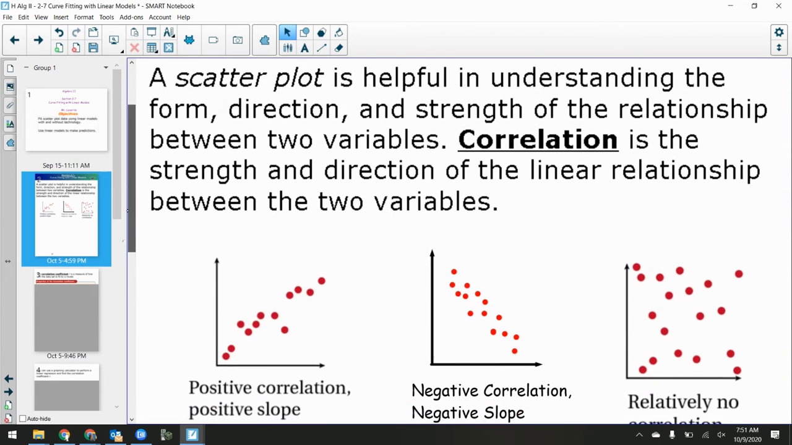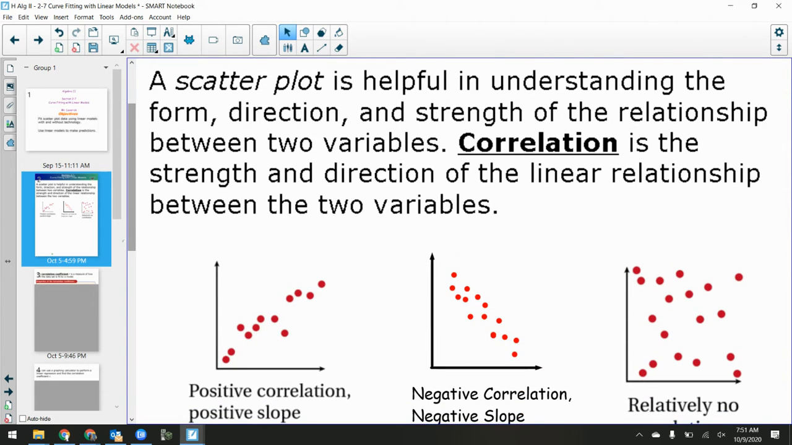The first thing we have to talk about is scatter plots. Scatter plots are a very simple idea. They are basically just taking the data and putting it on a graph. And the hope is that you see some sort of trend, some sort of correlation. Scatter plots are helpful in understanding the form, direction, and strength of the relationship between two variables.